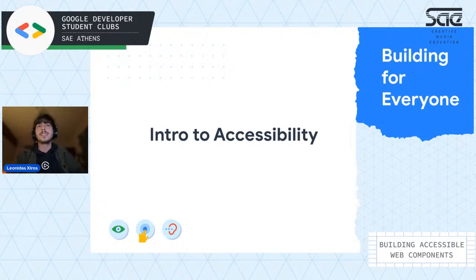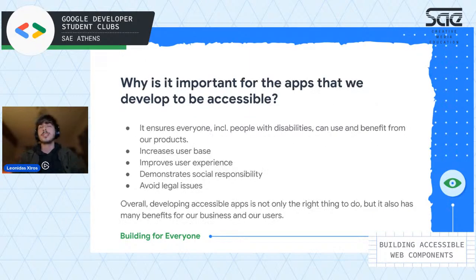Why is it important for the apps that we develop to be accessible? First of all, it ensures that everyone, including people with disabilities, can use and benefit from our products. It increases the user base, it improves the user experience, it demonstrates social responsibility, and we can also avoid legal issues because in some countries it is a legal requirement to make apps accessible. By ensuring that our apps are accessible, we can avoid legal issues and potential lawsuits. Overall, developing accessible apps is not only the right thing to do, but also has many benefits for our business and our users.